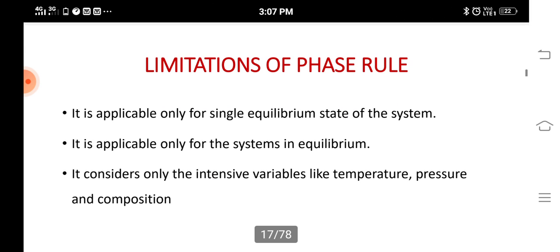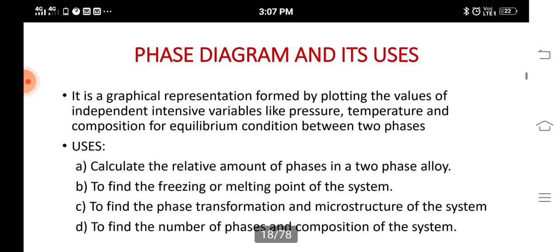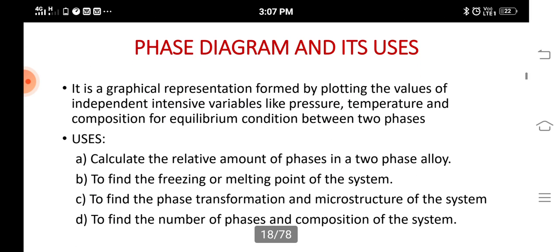What are the limitations of phase rule? It is applicable only for single equilibrium state of the system. It is not applicable for the two or more equilibrium state materials. It is applicable only for the systems in equilibrium and it considers only the intensive variables like temperature, pressure and composition.